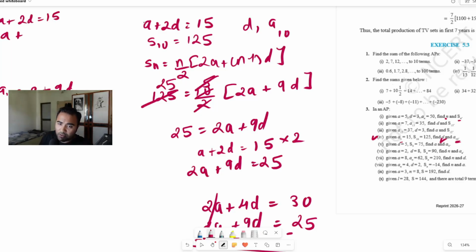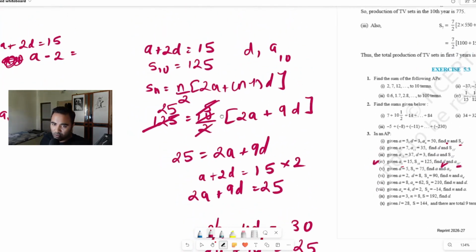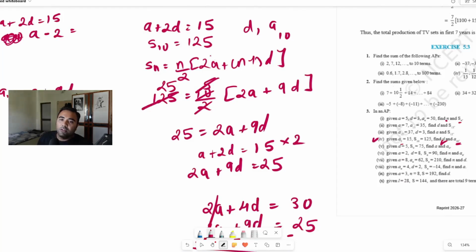So a minus 2 is equal to 15, d is minus 1. So a is equal to 17. So we now have a that is equal to 17, plus 9, and d is minus 1. 17 minus 9, which gives you 8. So a10 is 8. All right.